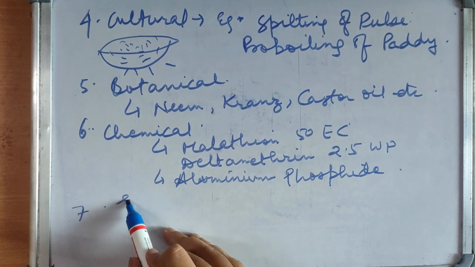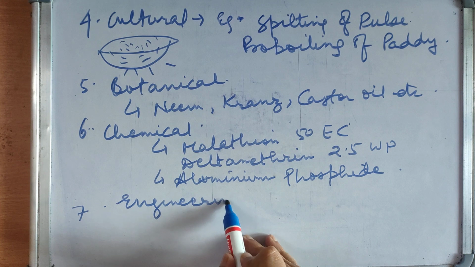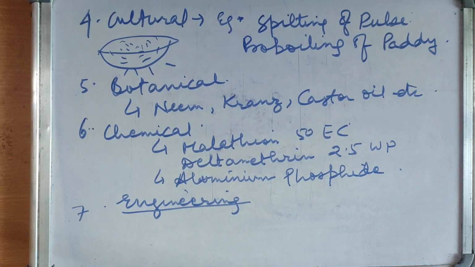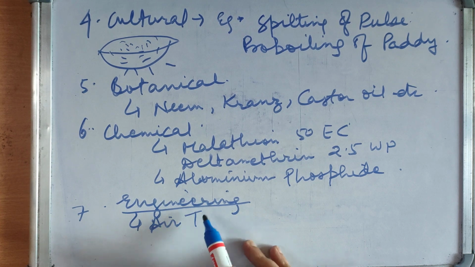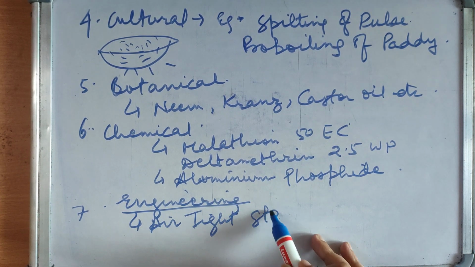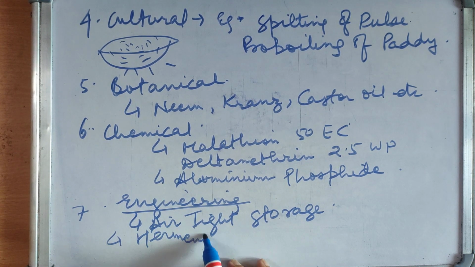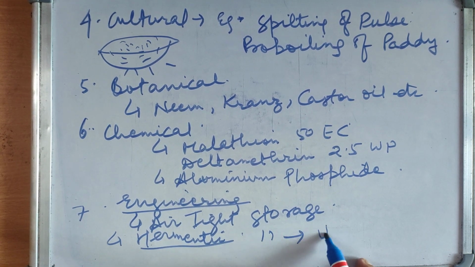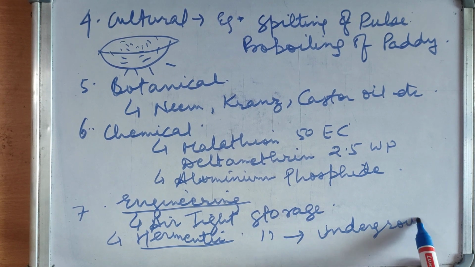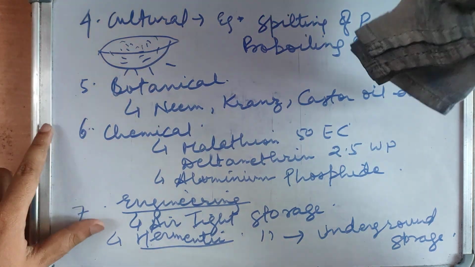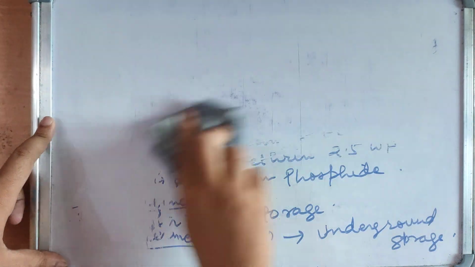Now next is engineering. We can use airtight storage. We can use hermetic storage, which is also known as underground storage. So these were some of the management measures, both preventive and curative, that we have understood. Now moving on to the next topic of this session, that is storage pests which attack pulses.